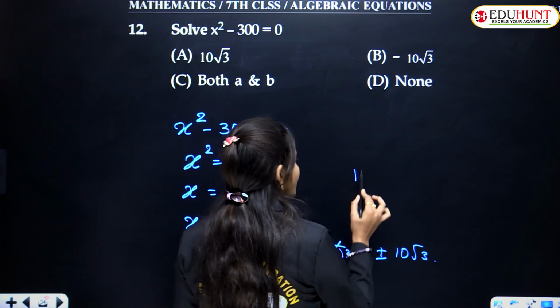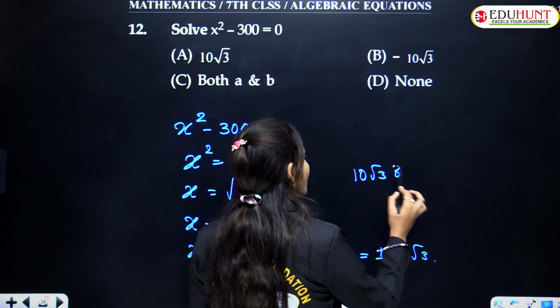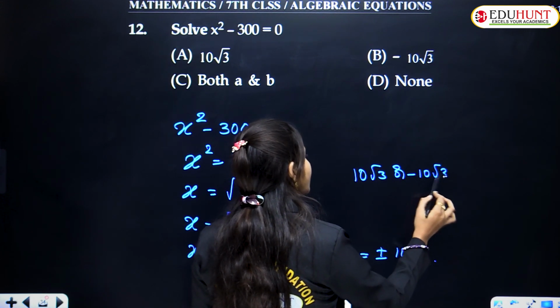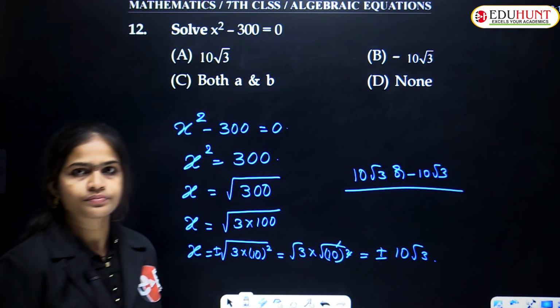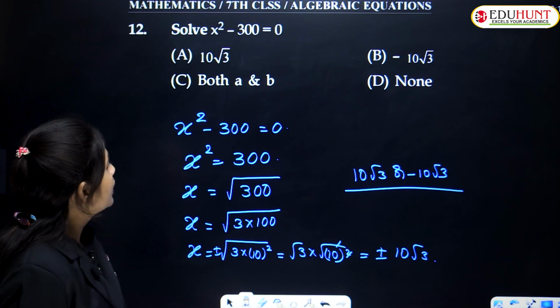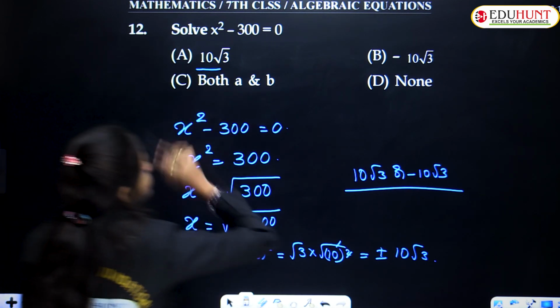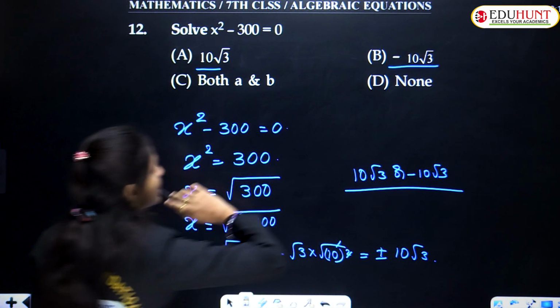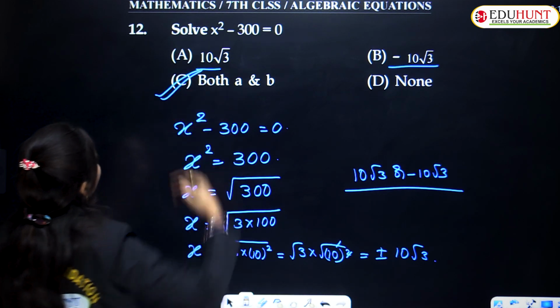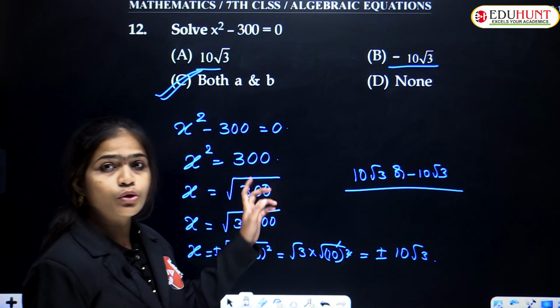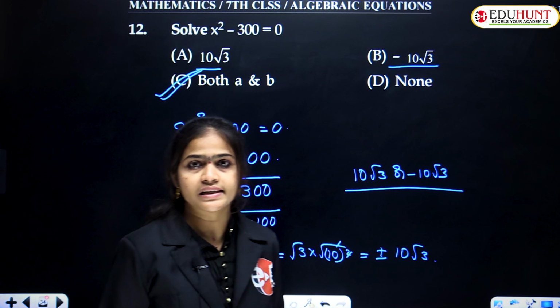So what are the roots here? 10 root 3 or minus 10 root 3. These two are the roots. Am I clear to you? 10 root 3, the first one, is an answer, and minus 10 root 3, the second one, is also an answer. So that's why option C is correct, that is both A and B. Am I clear to you?